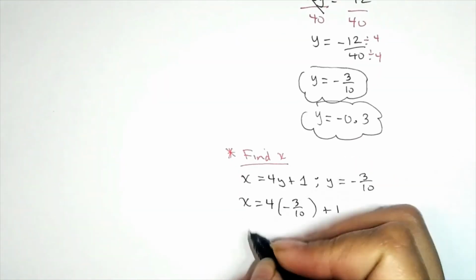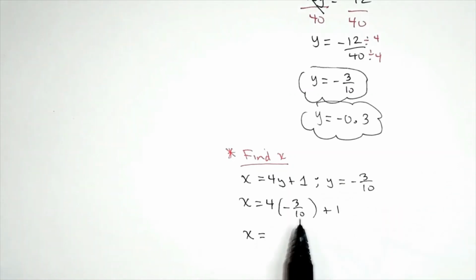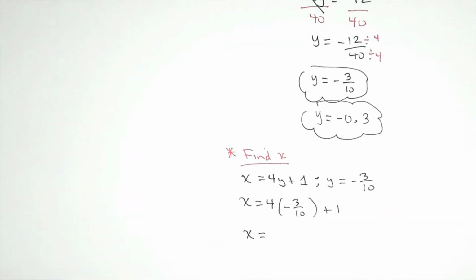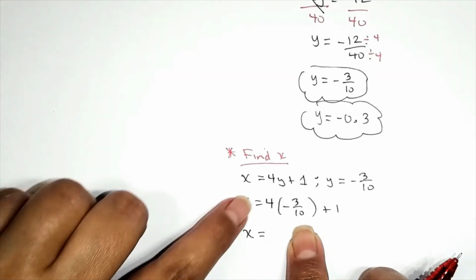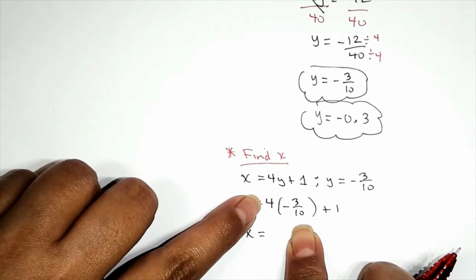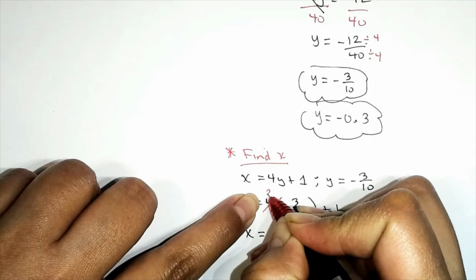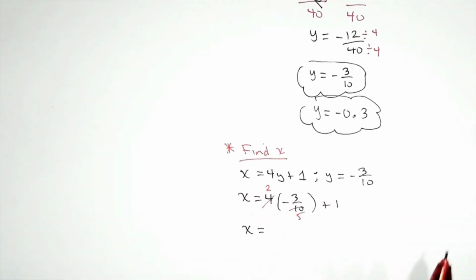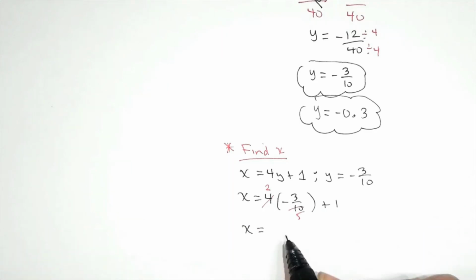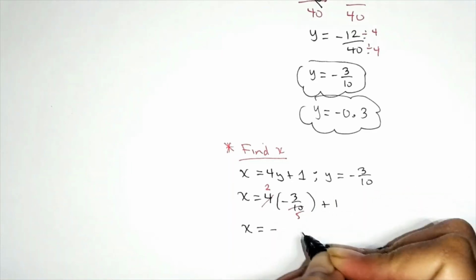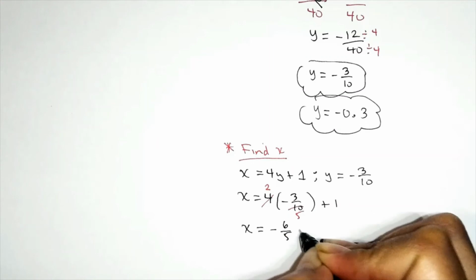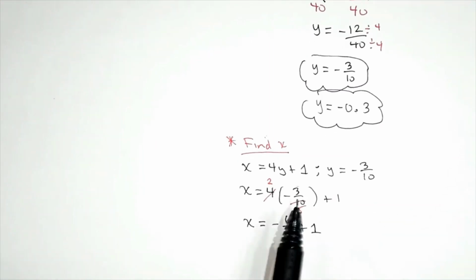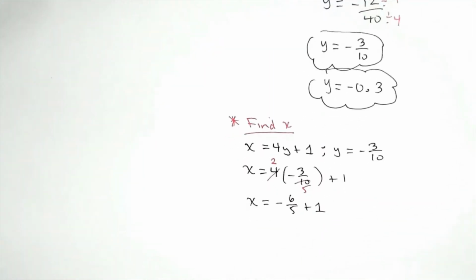Plus 1. So that will give us x equals, do what you gotta do, canceling out the common factors. 4 and 10 have a common factor of 2. 2 goes into 4 2 times, and into 10 5 times, and that will leave us with -6/5. The product of 2 and -3/5 will leave us with -6/5. Again, I should have just kept the decimal, but it is what it is.